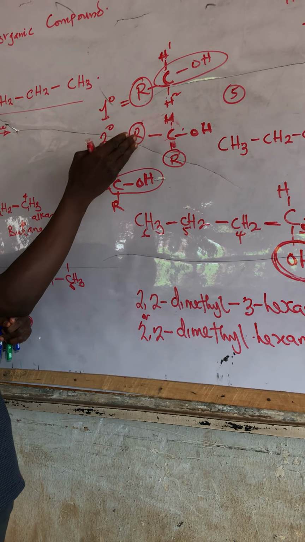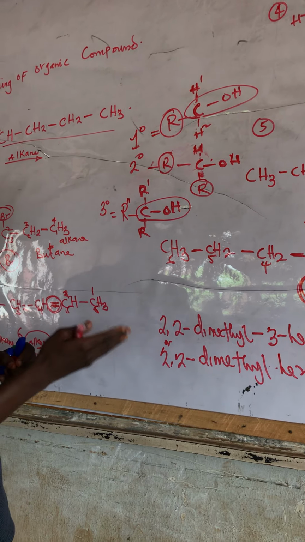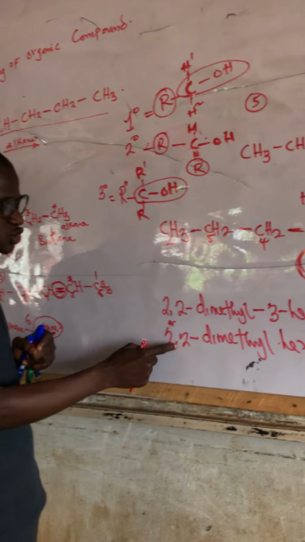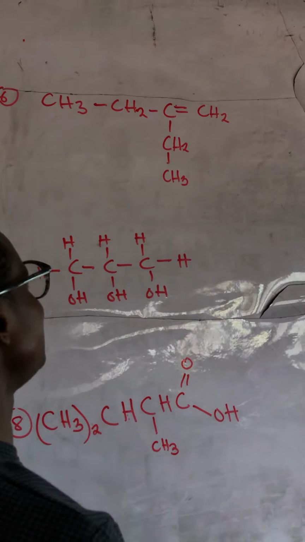A question can come under this also that say which of the following is primary degree, secondary degree, or tertiary degree. So our naming of this compound is 2,2-dimethylhexan-3-ol.